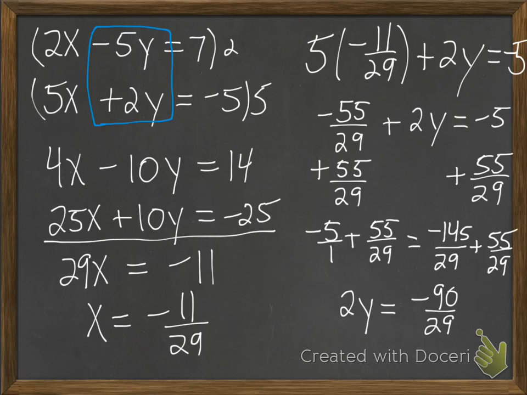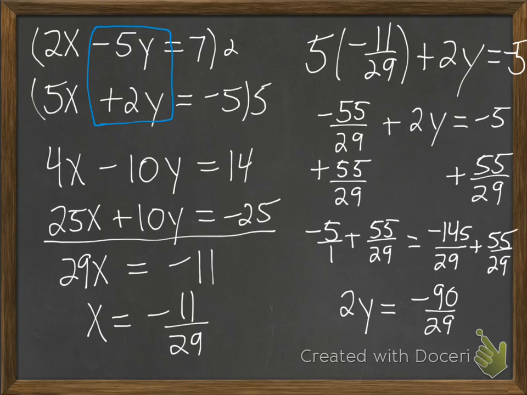And then that gave me the equation negative 55/29 plus 2y minus 5 equals negative 5. I went through and added 55/29 to both sides. I had to go through the process of getting a common denominator, finally getting me down to the equation 2y equals negative 90 over 29.